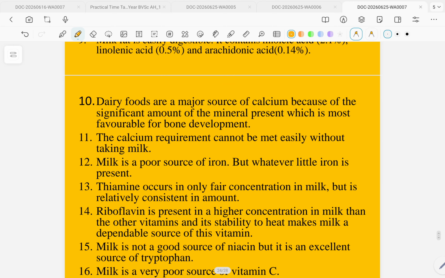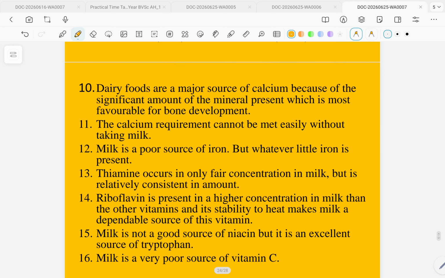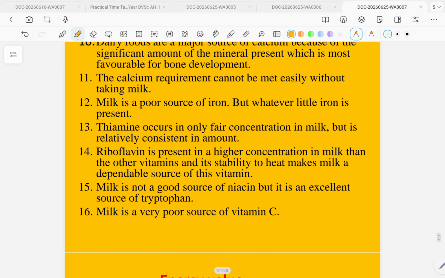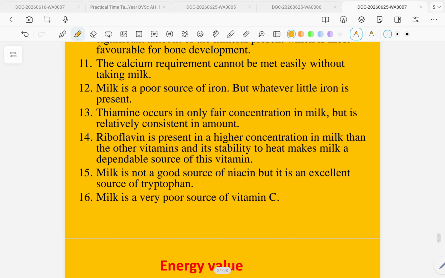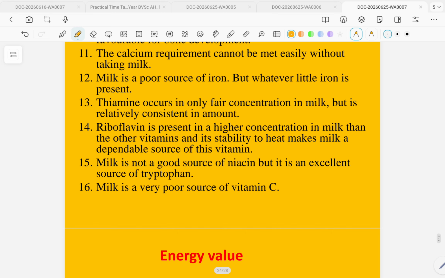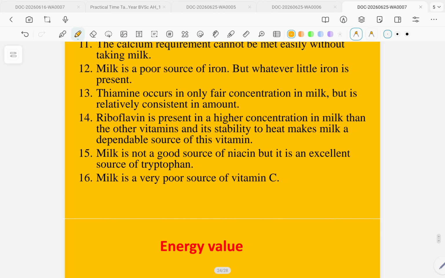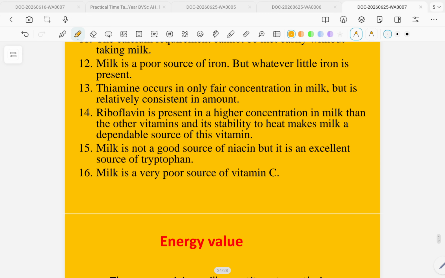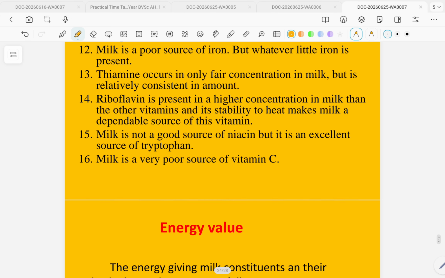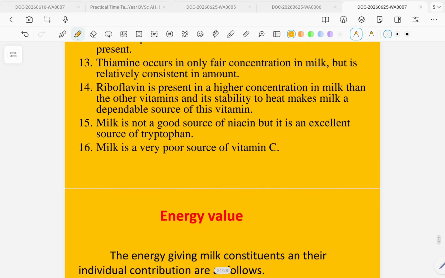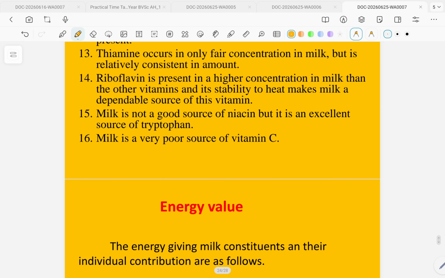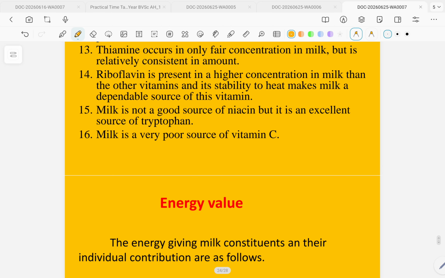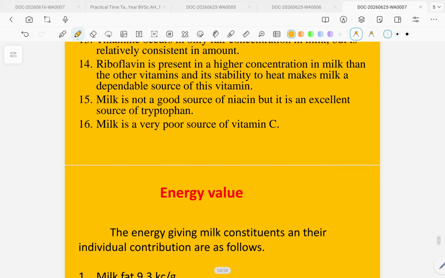Dairy foods are a major source of calcium because of the significant amount of the mineral present, which is most favorable for bone development. The calcium requirement cannot be met easily without taking milk. Milk is a poor source of iron. Thiamine occurs in only fair concentration in milk but is relatively consistent in amount. Riboflavin is present in a higher concentration in milk than the other vitamins, and its stability to heat makes milk a dependable source of this vitamin.